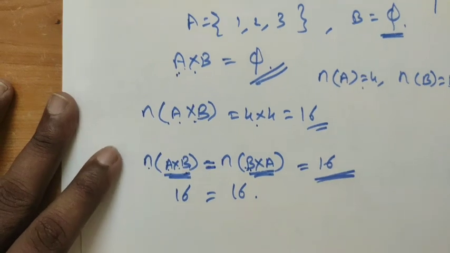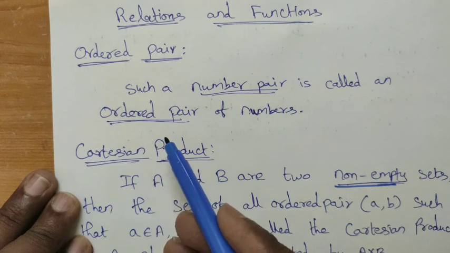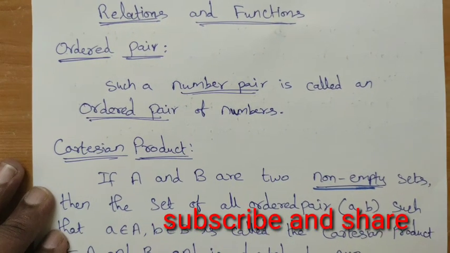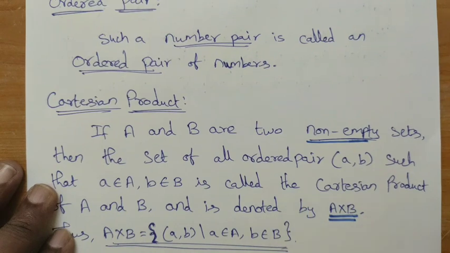Okay, today we have seen how ordered pairs arise in our day-to-day life. Just think about those examples and you can get the ordered pair. And then the Cartesian product, I already explained how we form the Cartesian product.